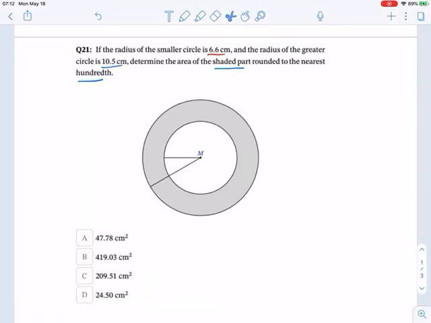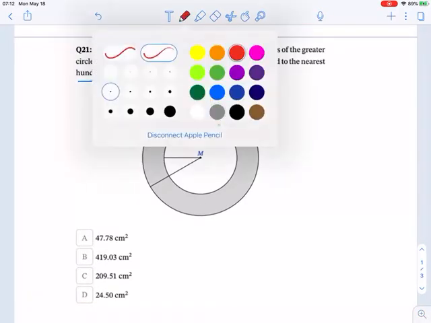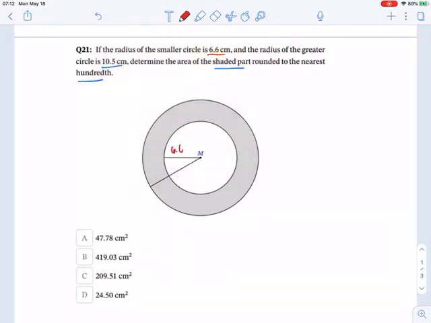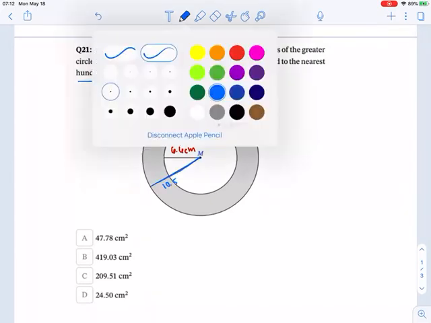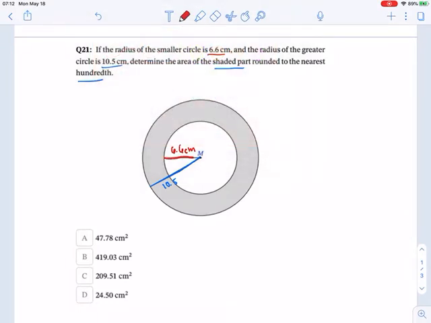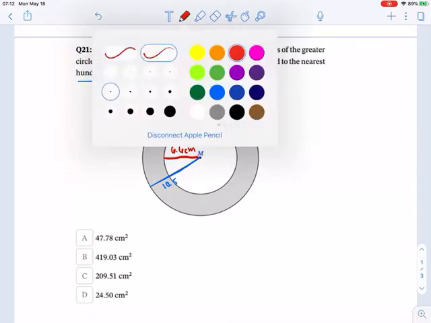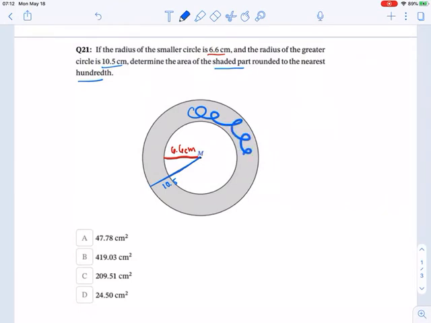So if the radius of the smaller circle is 6.6, I'm going to label that here, 6.6 centimeters, and the radius of the larger one is 10.5. That's this distance here, and the small one is over here. Now it says determine the area of the shaded part, rounded to the nearest tenth. So I need to find this section here.